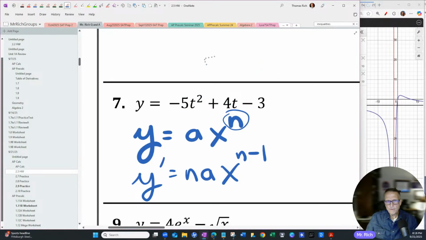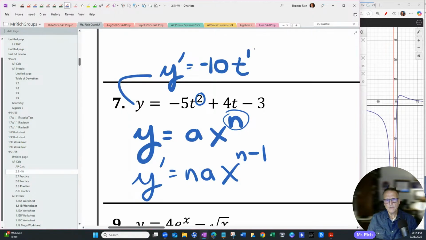Most of you probably have already learned this rule, but if I apply that rule to this, to find the derivative, and y prime is what I'm going to call the derivative here, I take the 2 times the negative 5, which gives me a negative 10, and then we reduce that exponent by 1, and it becomes negative 10t to the first power. Then I move to the next term, and that's 4 times t to the first. So using the power rule, I take 1 times 4, which is 4, and then I reduce that exponent down to a 0.